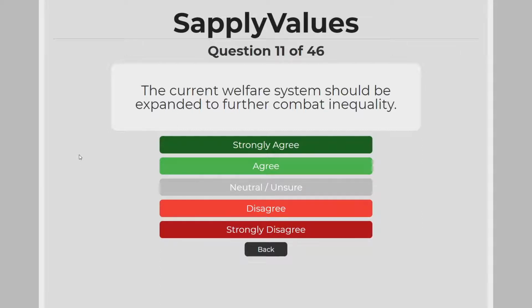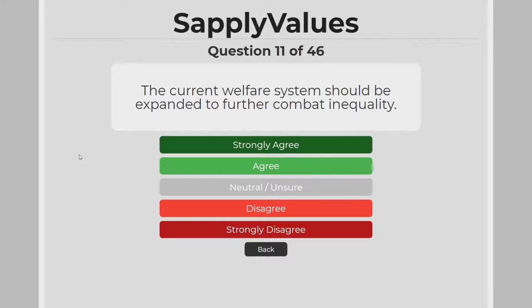What inequality are we talking about? I hate when they ask these questions like this, because it's like, what do you mean? Do you mean race inequality? Do you mean gender inequality? Do you mean ethnicity inequality? Like, what do you mean? Wealth inequality?